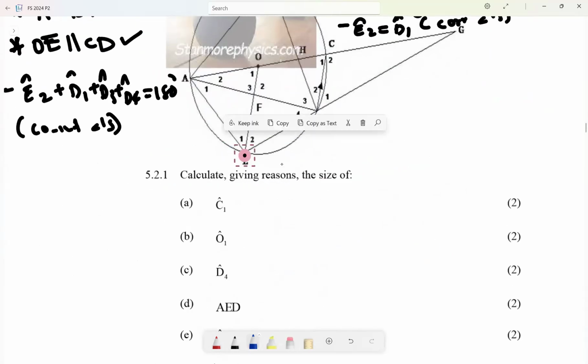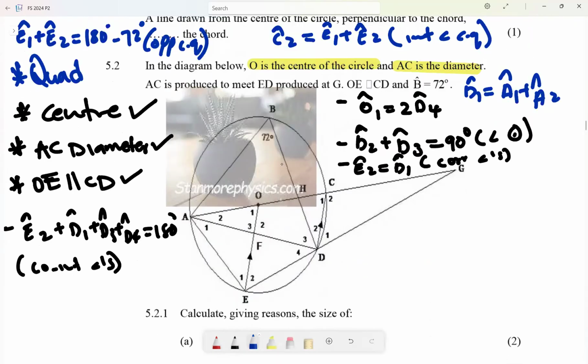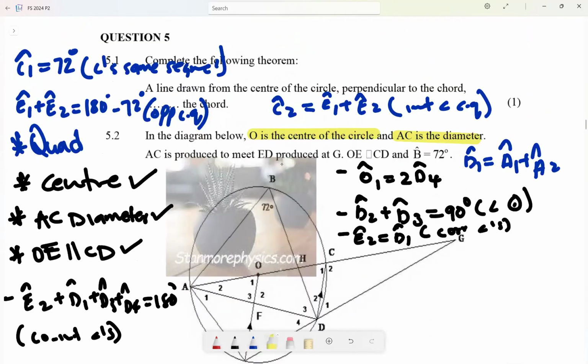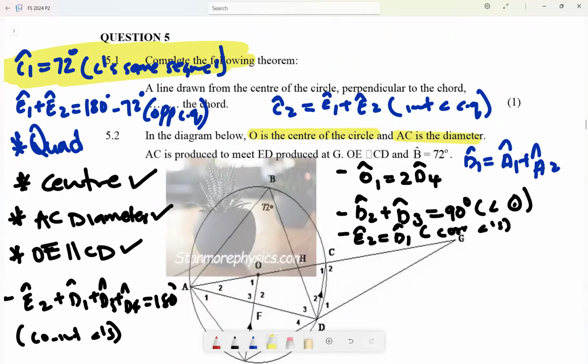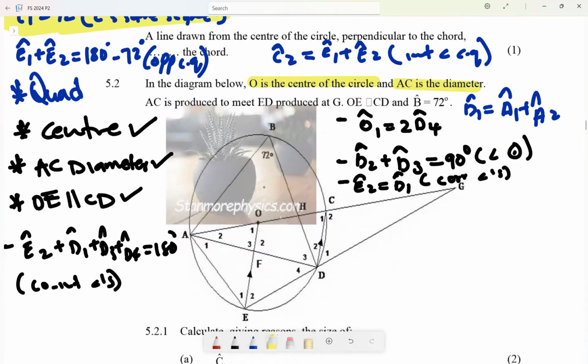Calculate, giving reasons, the size of C1. Before I go to the sketch, I check where is C1. Did I find C1 anywhere? Here it is. Here it is. C1. You still remember C1? Angle in a segment. How? It means I had something like that. Okay. C1 is equal to 72.